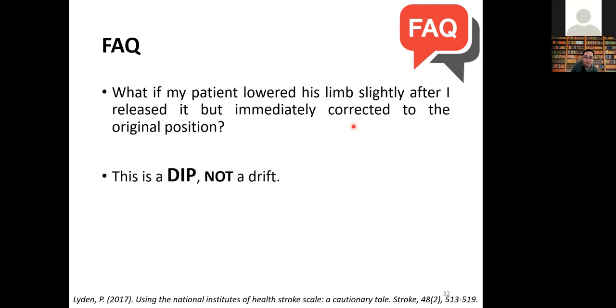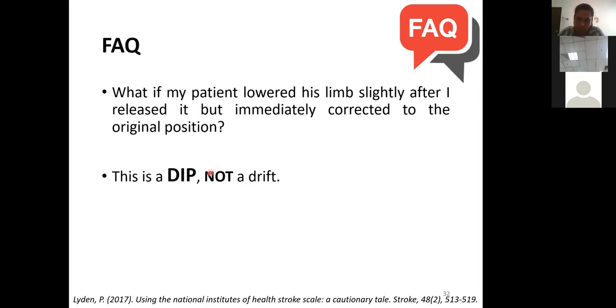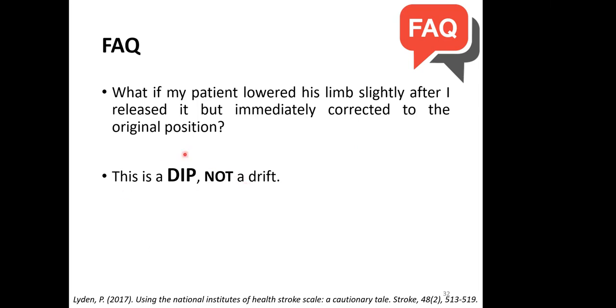So this is called a dip, not a drift. The arm actually dips down and corrects itself. So this is a dip, not a drift. Therefore, you don't score 1. This one you score a 0.